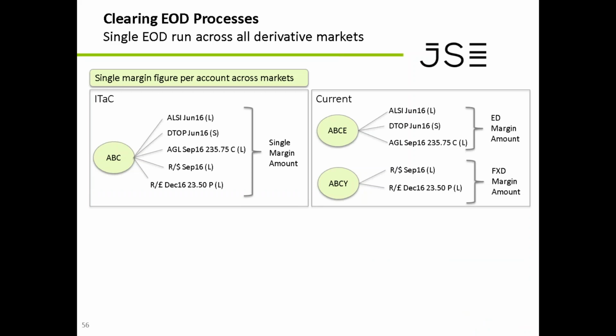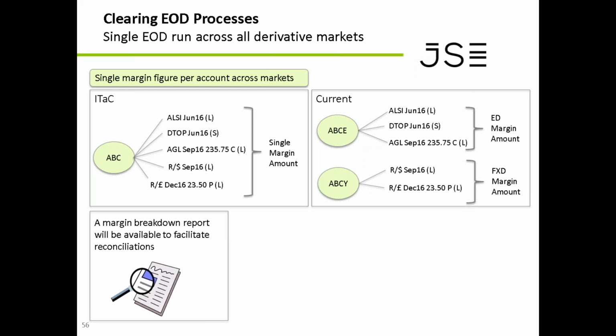Firstly, we're going to have a single end of day run across all derivative markets. I think we've made this point earlier. A margin breakdown report will be available to facilitate reconciliations. So you will get a daily account summary report like you do today, except now it will be via a message. That daily account summary report will be at a detailed level, on a risk note, that lowest risk note level that I showed you. And then you would get additional reports at a trading member level as well as a clearing member level.